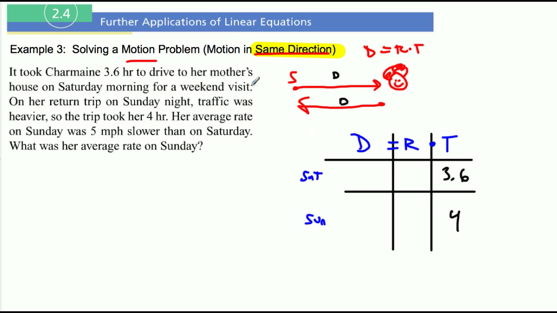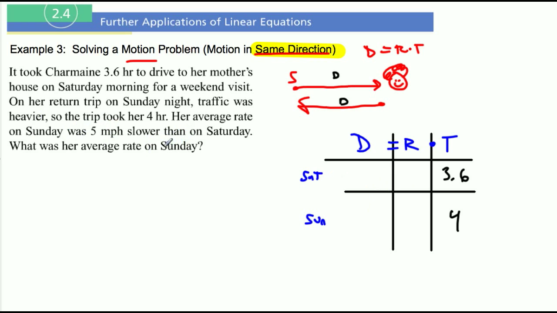Now watch this. It's a little tricky right here. Her average rate on Sunday, so talking about Sunday right here, her average rate on Sunday was 5 miles per hour slower than on Saturday. So her Sunday was 5 miles an hour slower than Saturday. But watch this though. I'm not going to put anything down yet. Let me just read the question now. What was her average rate on Sunday?